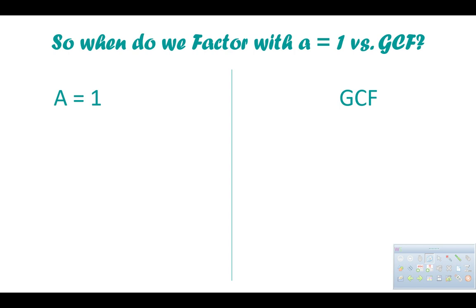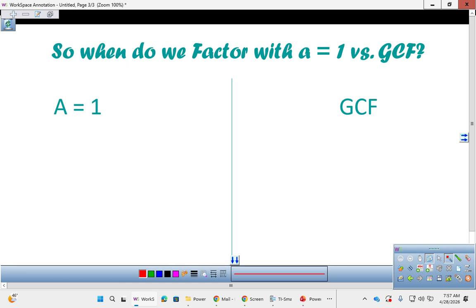Because by the end of the unit, there's going to be 4 different methods, and I'm not going to tell you which one to use. You have to pick it and then factor, right? So let's figure out the difference between the two. Does anybody remember when we use A equals 1? Two very distinct things have to take place to use this method. No GCF, which is the same thing as saying the GCF is 1.